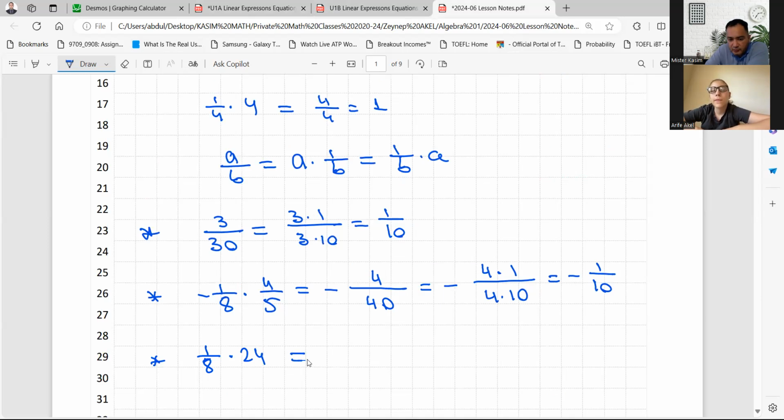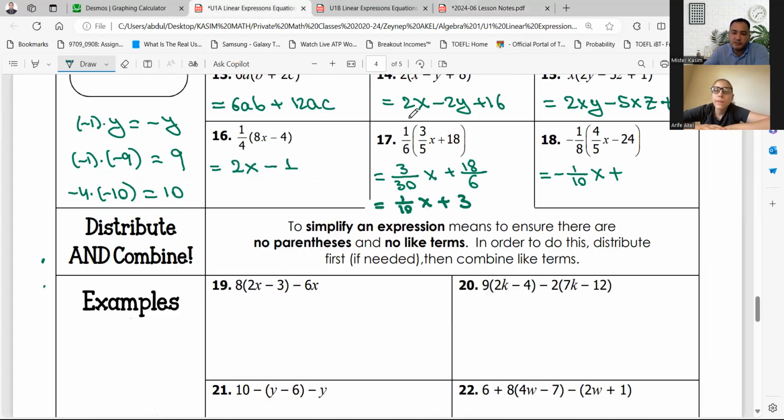So can you multiply this? What is the result of this multiplication? So 24 over 8, right? Which is equal to 3. Actually, 1/8 of 24 is 3. So here we have 3. Right? Yes.